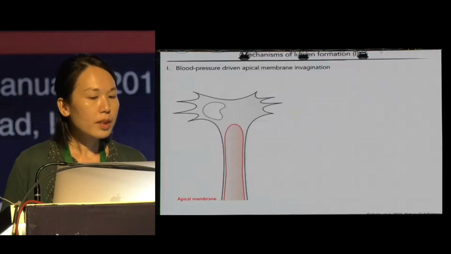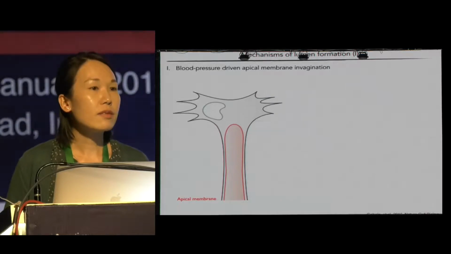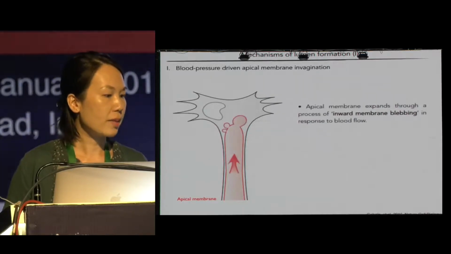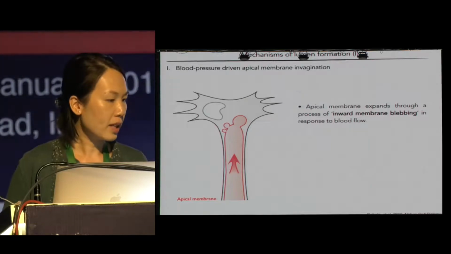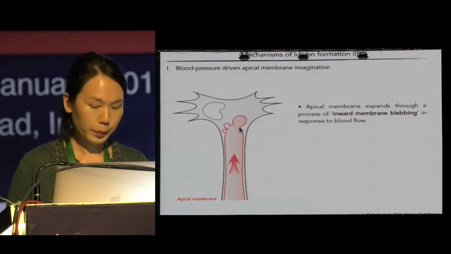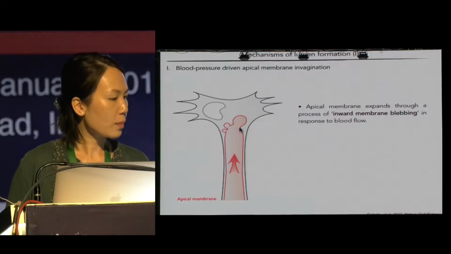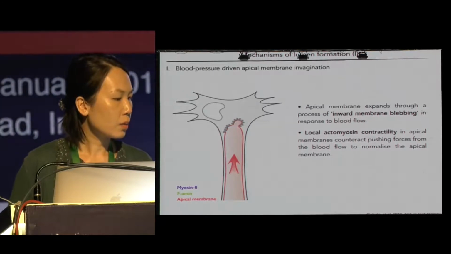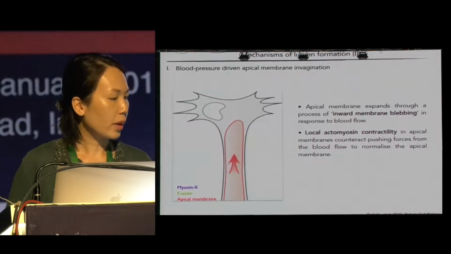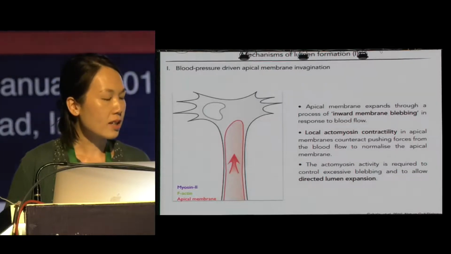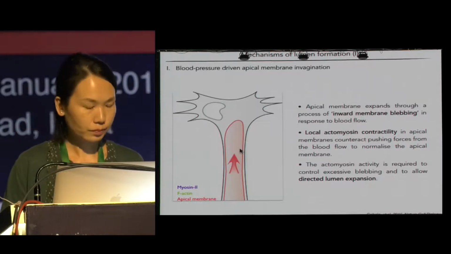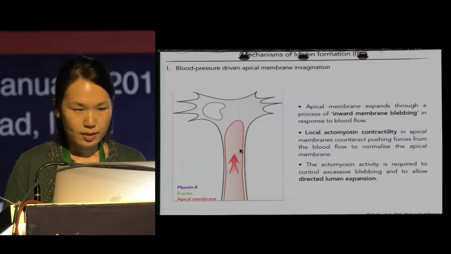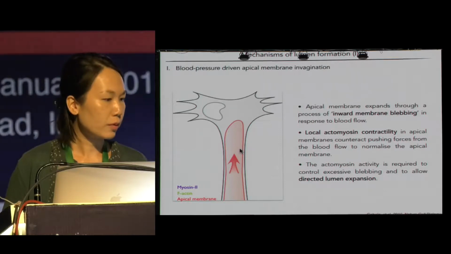In summary, blood pressure-driven apical membrane invagination requires a process of inward membrane blebbing that is dependent on blood flow. And endothelial cells respond to these membrane deformations by generating local actomyosin contractility, so as to normalize the apical membrane and to control excessive membrane blebbing, thereby allowing directed lumen expansion. And so that was the first mechanism of lumen formation.